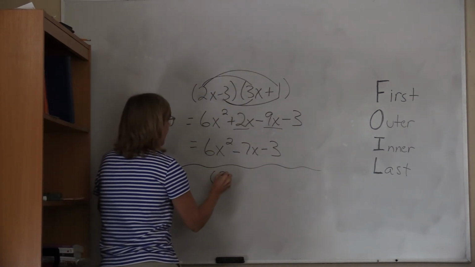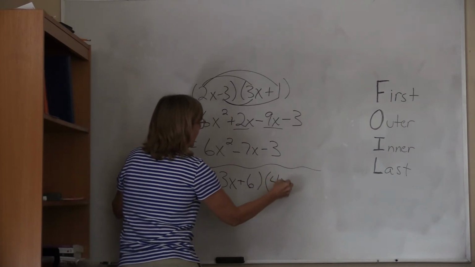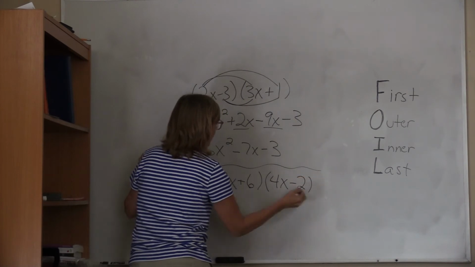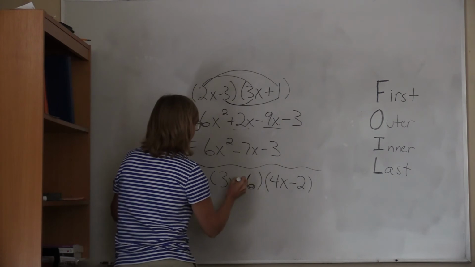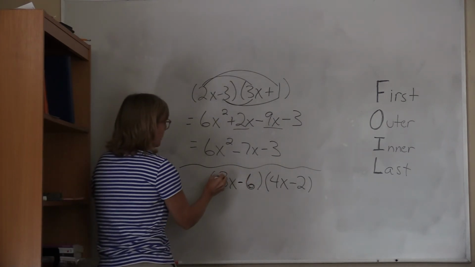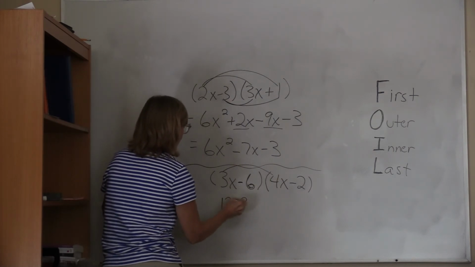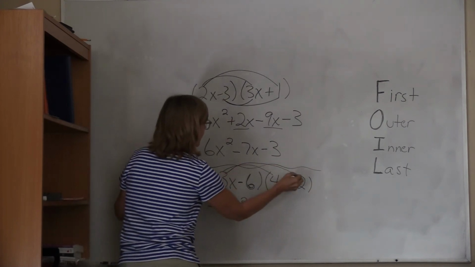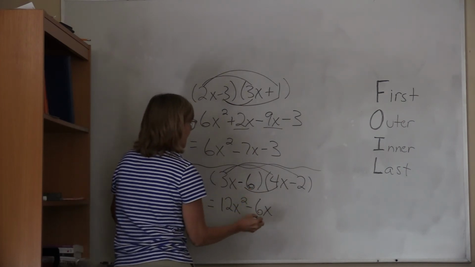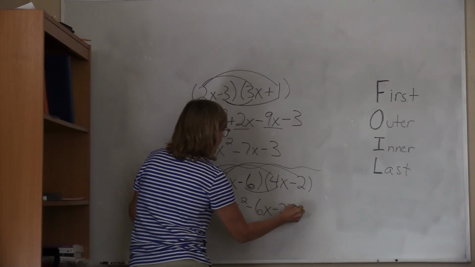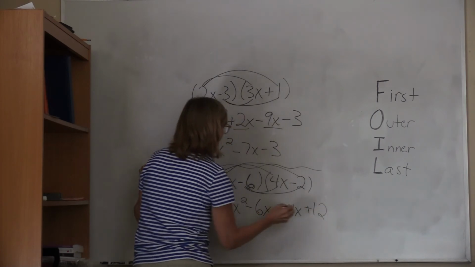One more. You get used to it after you do it for a while. 3x plus 6, 4x minus 2. Or here, let's do both of them negative, just to make sure, because I don't want you thinking I'm padding it or making them do anything unique. I'm not. It can be whatever. So 3x times 4x is 12x squared. 3x times negative 2 would be minus 6x. Negative 6 times 4x would be minus 24x. Negative 6 times negative 2 is plus 12.